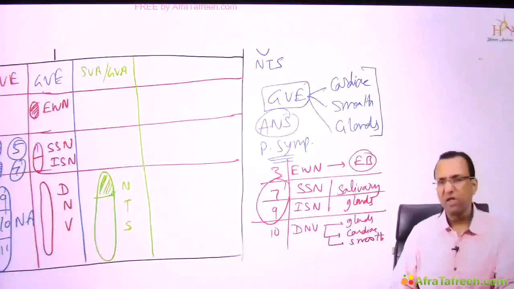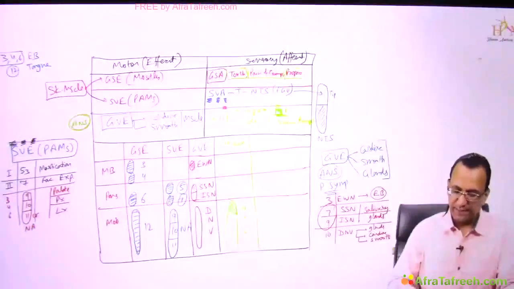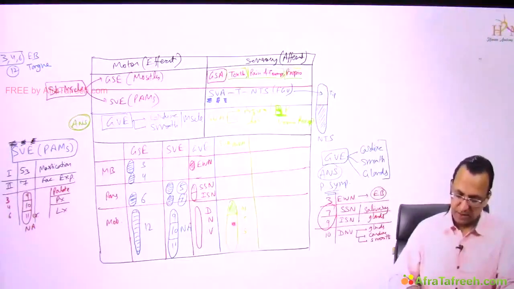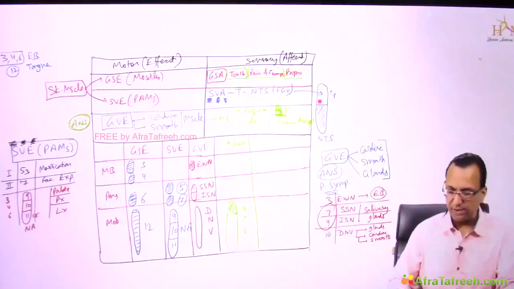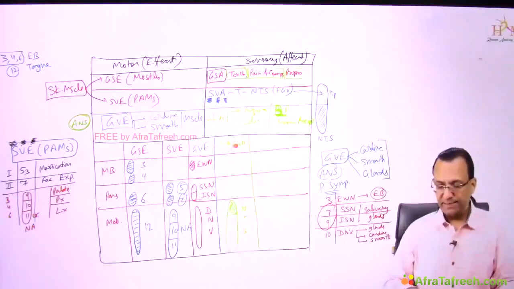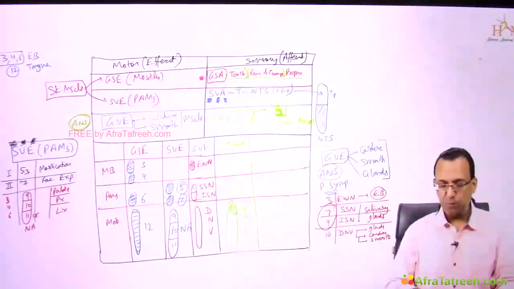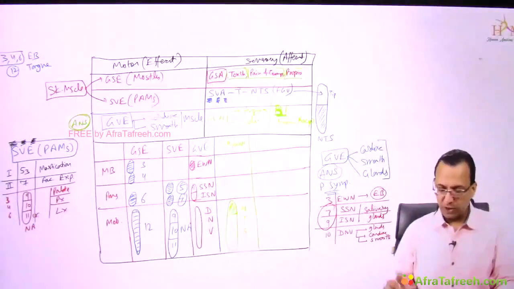You already have drawn this nucleus, in fact, here. We are talking about the GVA, and this is the nucleus we are talking about. Lower part is here and upper part is there. Upper part is the SVA and lower part is the GVA. This is what we have discussed. Now, one is left, GSA. Let us put the GSA also.